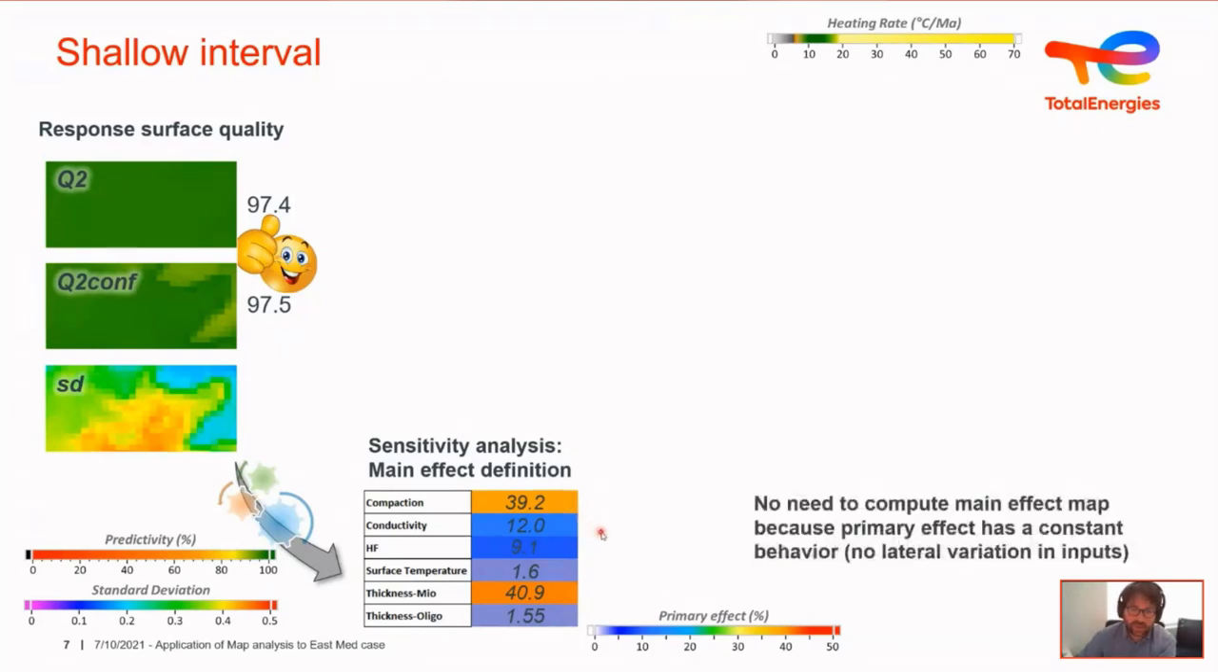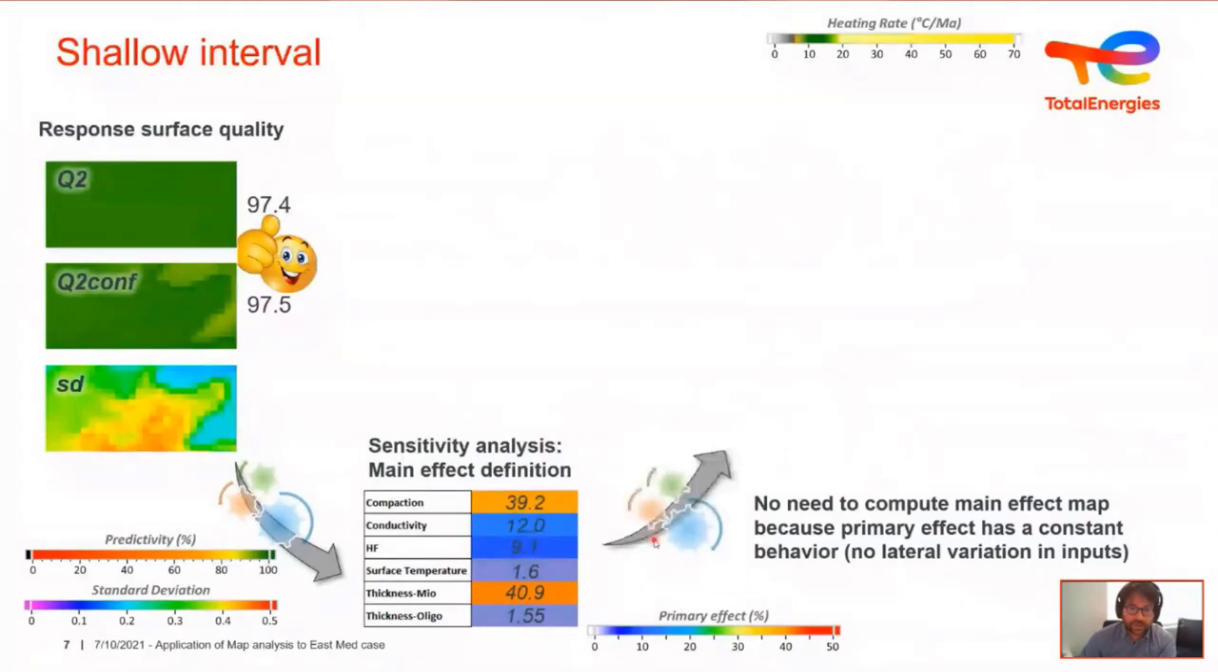For that interval, and in general for this study, there is no need to compute the main effect map because there is no variation. I put as an input a constant variation, so 5 to 10 or 15% variation for each parameter. So there is no real reason for lateral variation.